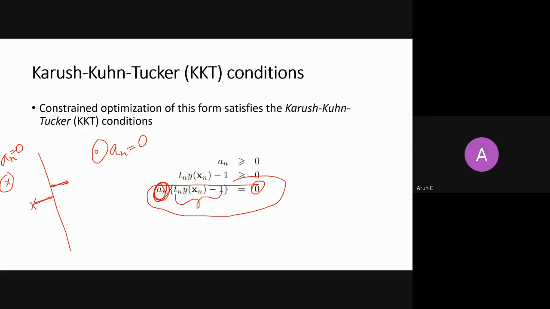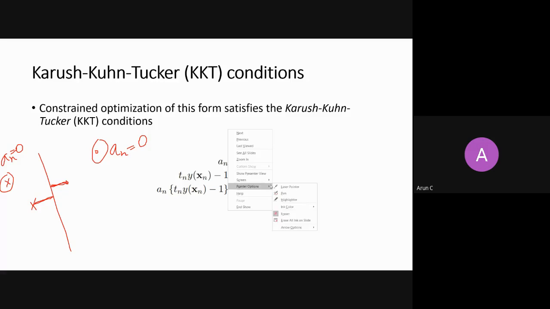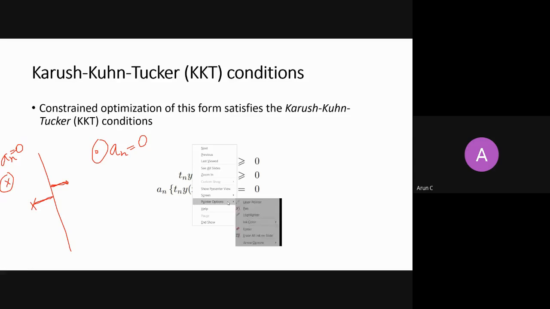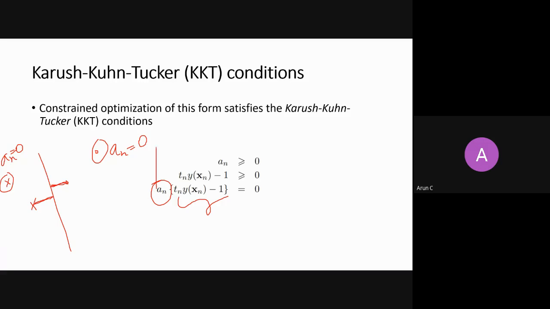If my points are near, either this will be 0 or that will be 0. So I have just discussed the first part. It means if this is not 0, then an is 0, and if this is not 0, then this is 0. That's why I said that an is 0 here and here.